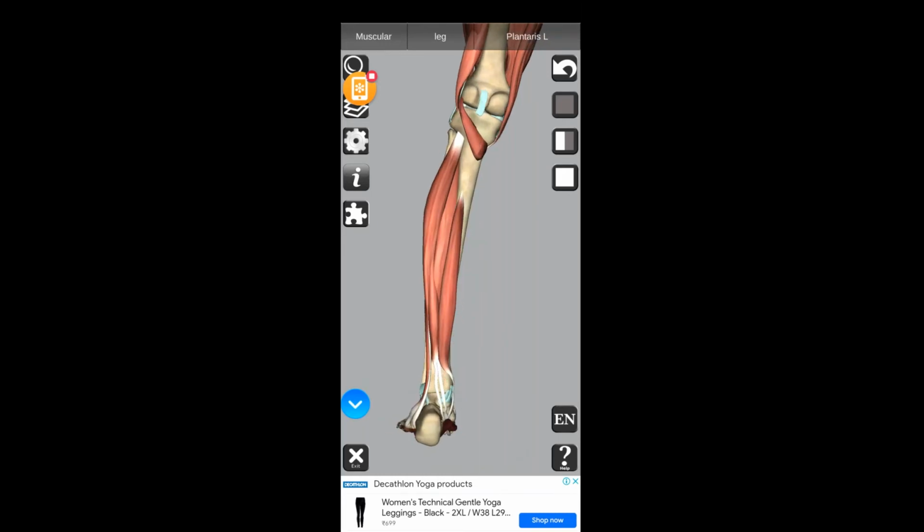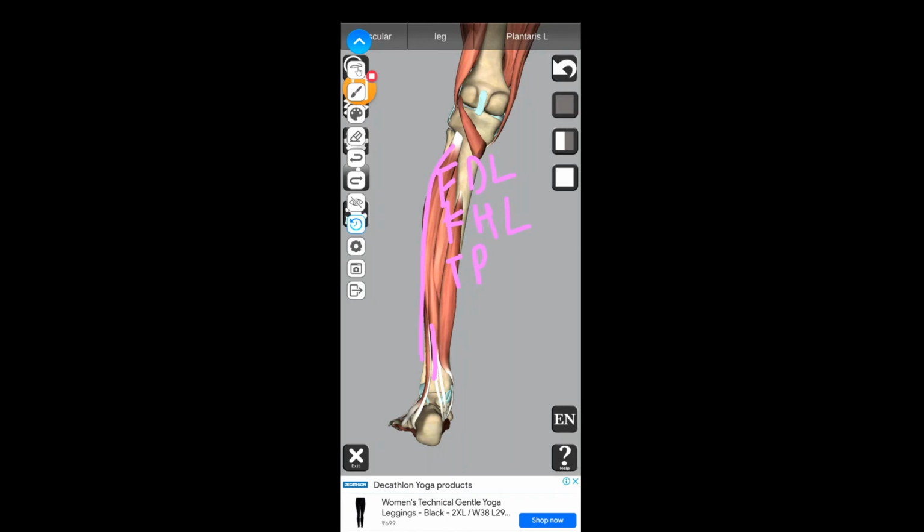Now what do you have? Same naming, you start: tibialis posterior, then flexor hallucis longus, your flexor digitorum longus. This is your flexor hallucis here. This long one which is going inside like this will be your FDL. Flexor digitorum, which is dividing into tendons. Okay.